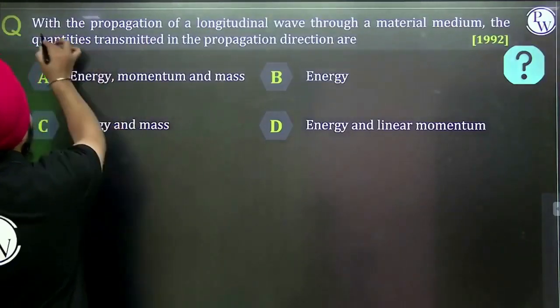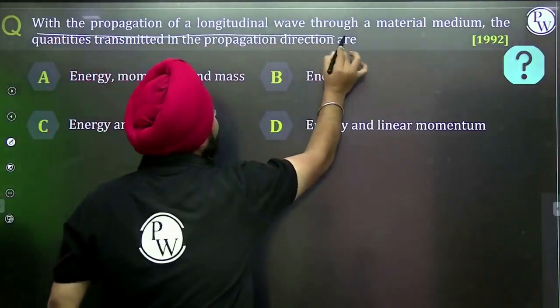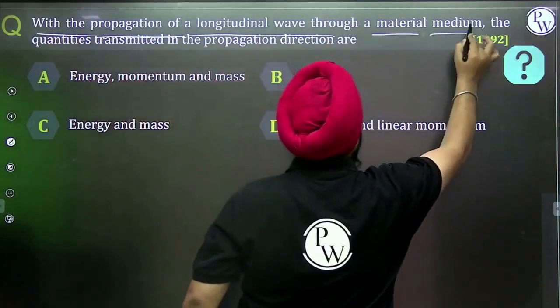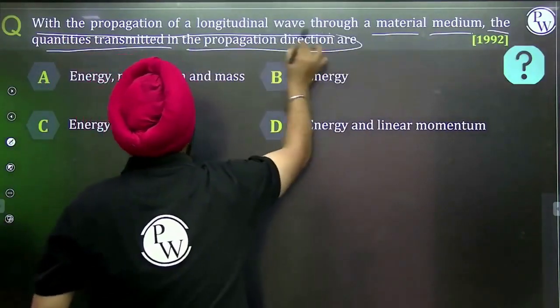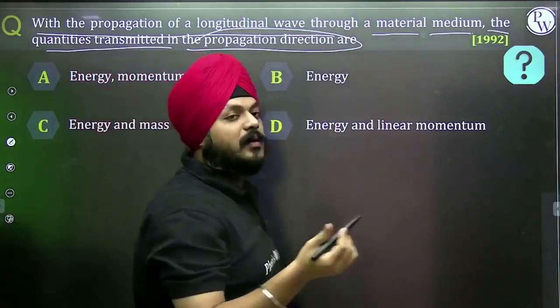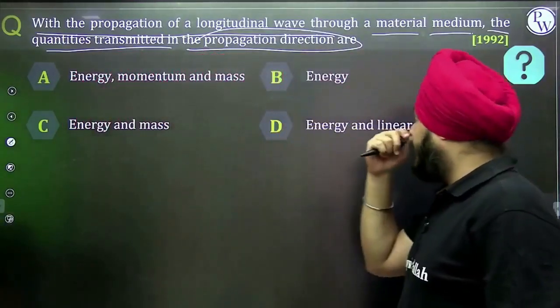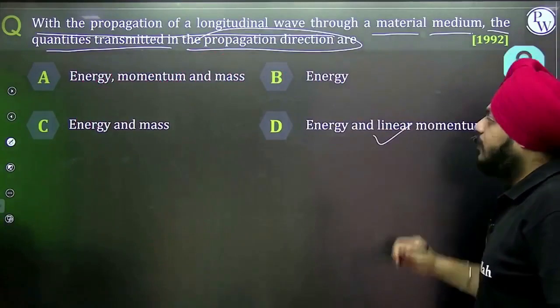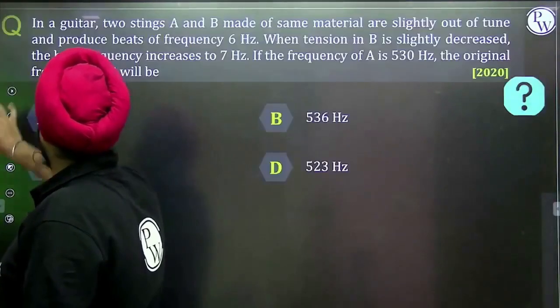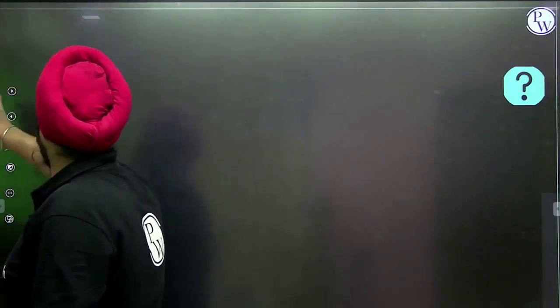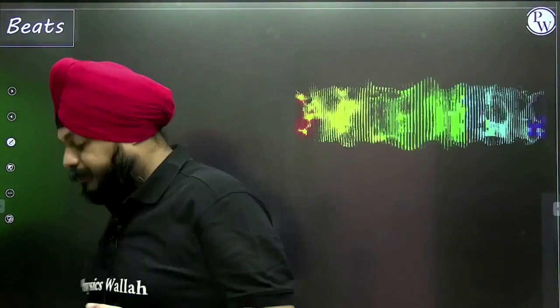With the propagation of the longitudinal wave through the material medium, the quantities transmitted in the propagation of the wave, this thing we have already discussed, are energy and momenta. Right, energy and momenta. Okay, so I think this was all regarding the beats.